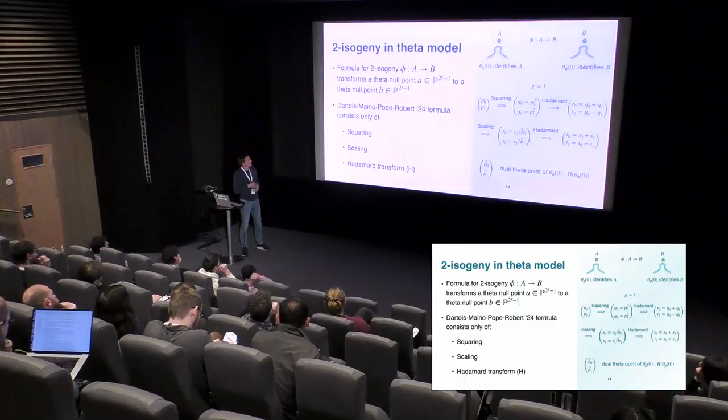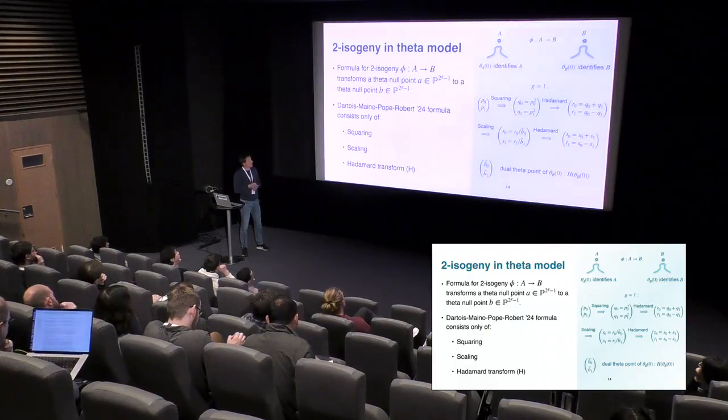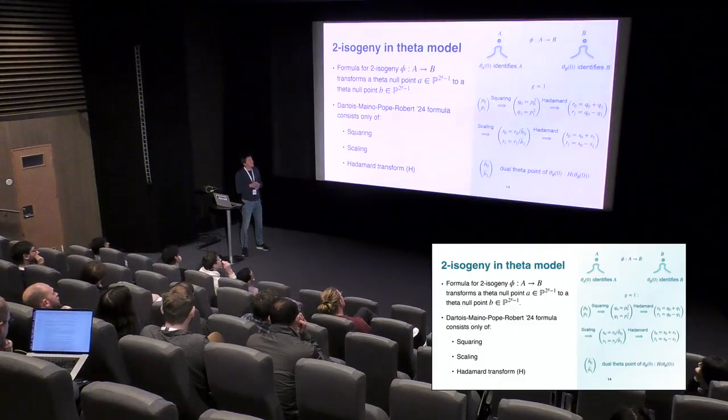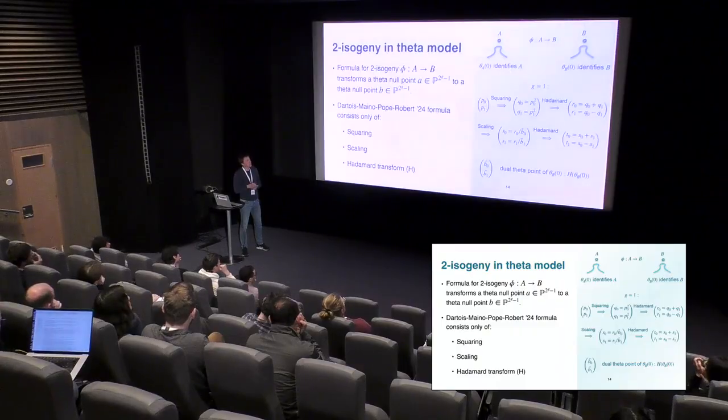And actually, last year, D'Artois, Maino, Pope, and Robert came up with a formula for the computation of the isogeny and for the evaluation of the points, which is surprisingly simple. So basically, you have an abelian variety and the theta null point that identifies this abelian variety, and you want to be able to compute the theta null point of the abelian variety B, which is the codomain of phi, and you want to be also able to evaluate the points.